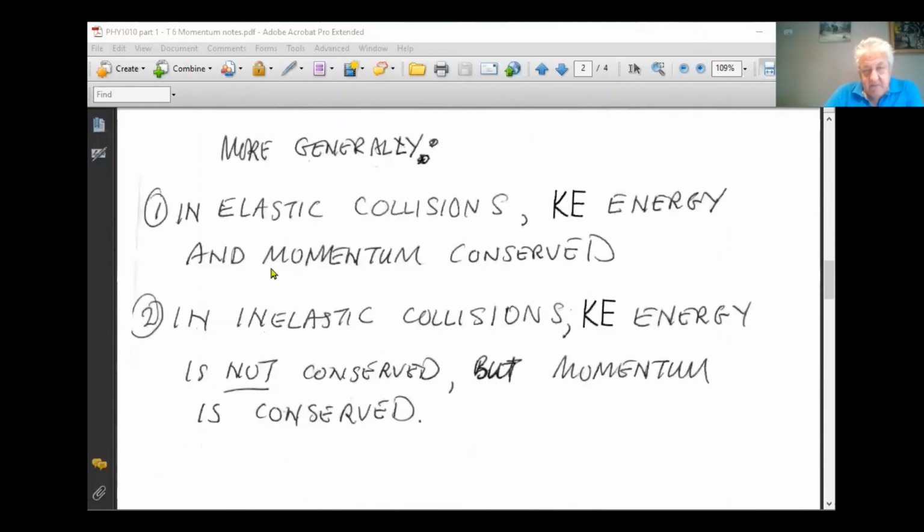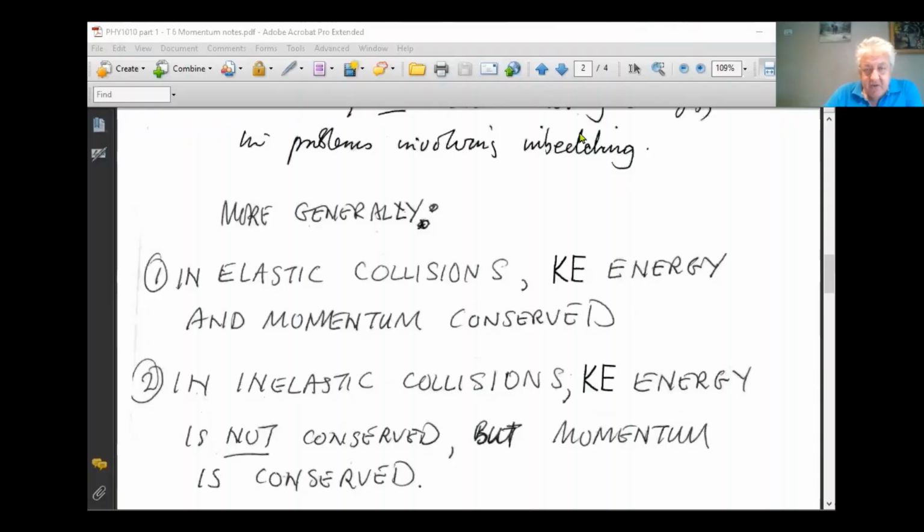More generally then, what we said before: in elastic collisions, kinetic energy and momentum are conserved. In inelastic collisions, kinetic energy is not conserved, but momentum is conserved. So let's go to the whiteboard and see what kind of collisions are elastic and which ones are not elastic. Elastic collisions.